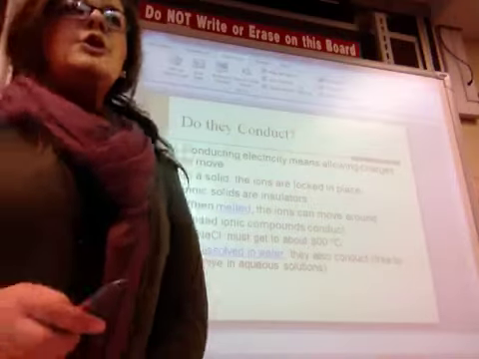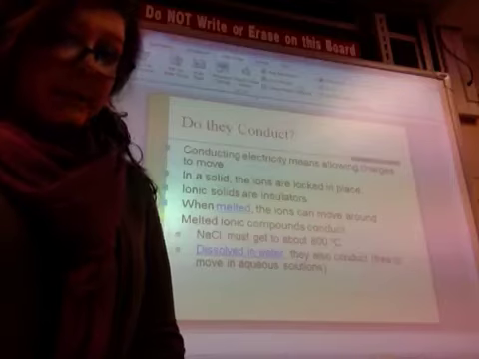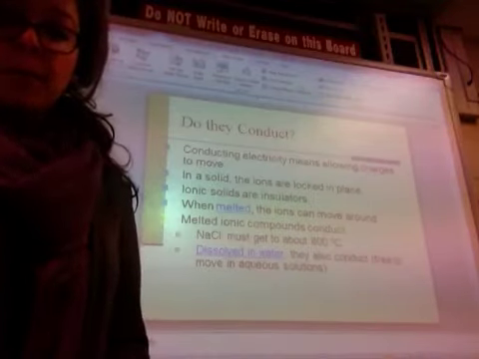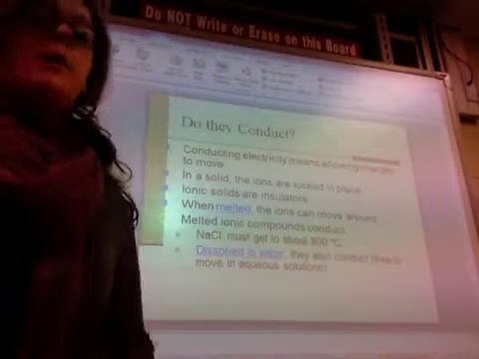You could also take an ionic compound or an ionic solid, and you could dissolve it in water, and that would also get us to conduct electricity really well.